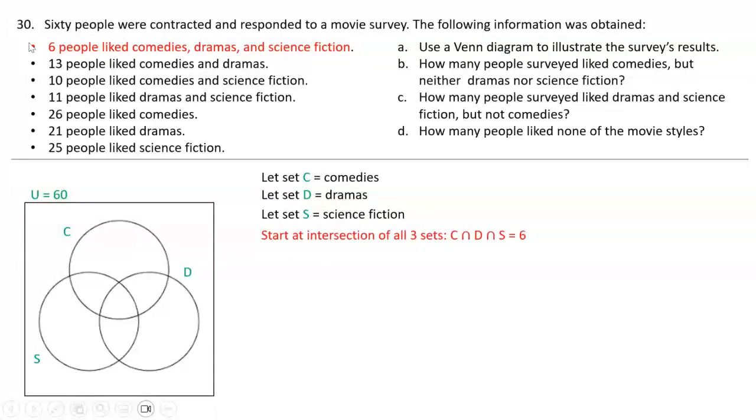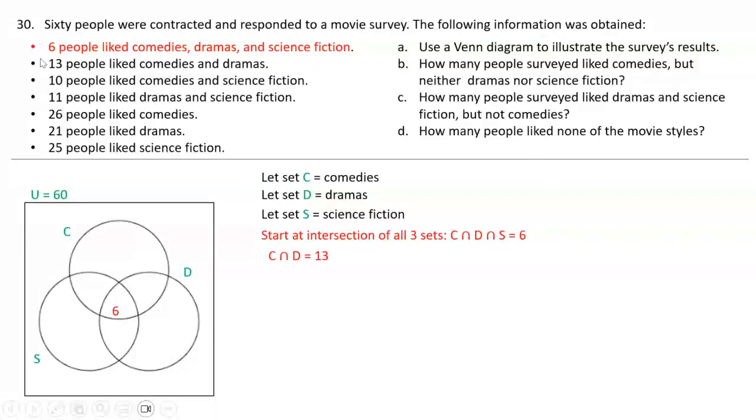So right, this is for the first one where it says 6 people like comedies, dramas, and science fiction, which translates to what all 6 sets have in common, which is 6. So what they have in common will be this little section here. That's going to be my 6.